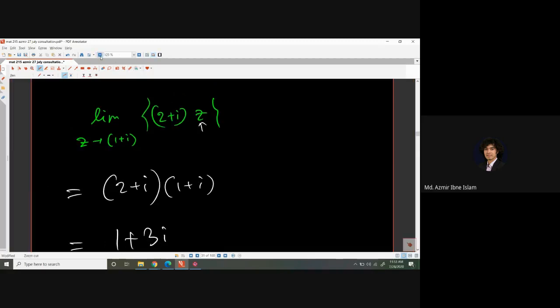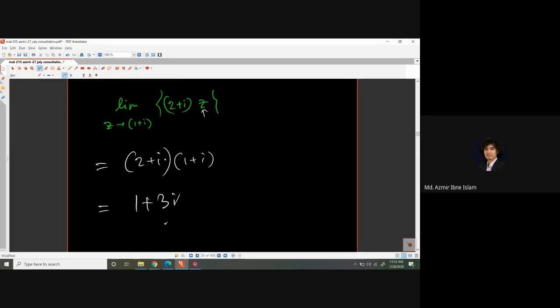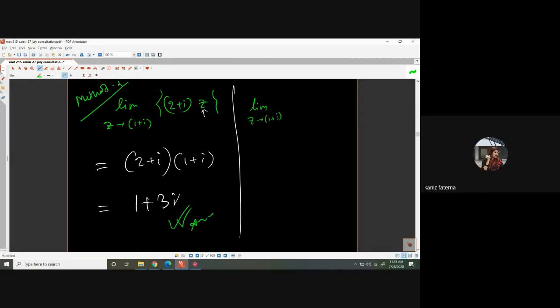So our result is 1 plus 3i. But we can still solve this by another technique. Let's say limit z tends to 1 plus i. Do you understand? This is our answer. This is, suppose, method 1. I am showing another method.